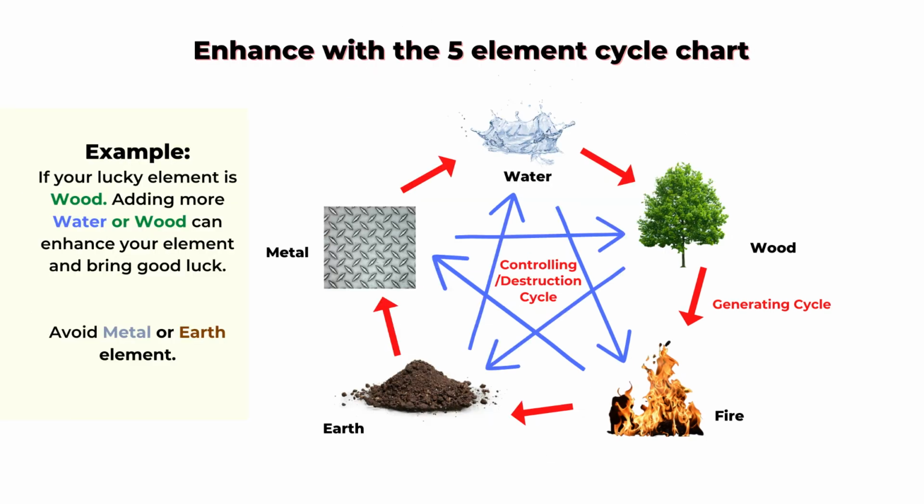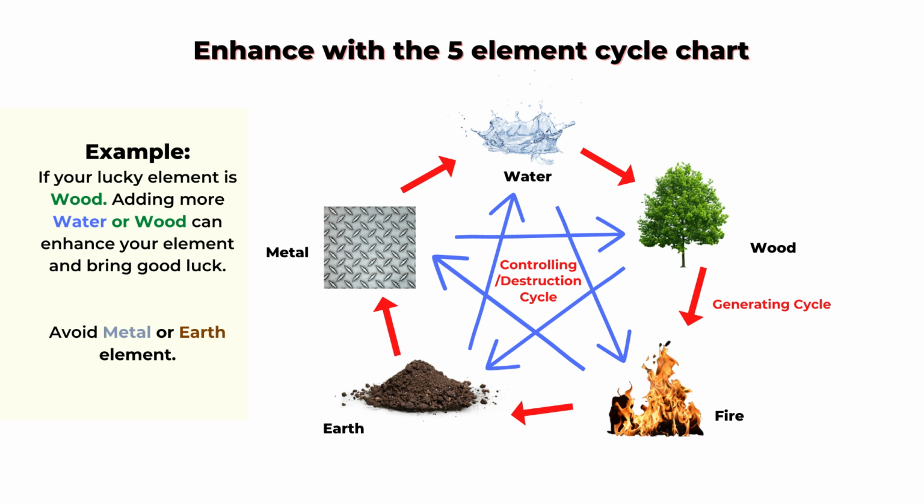For example, if your lucky element is wood and you want to enhance your luck or enhance your element, you can either use water element to generate wood or use the wood element to bring the good luck, and avoid the metal element because metal controls wood, and also avoid the earth element because the wood controls the earth and it also depletes the wood element. So that's the basic theory.